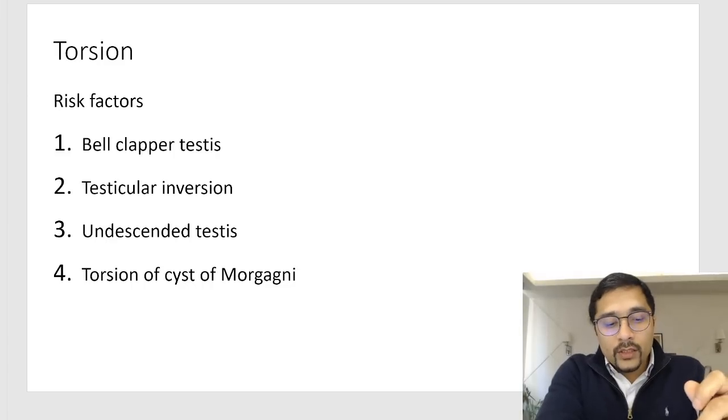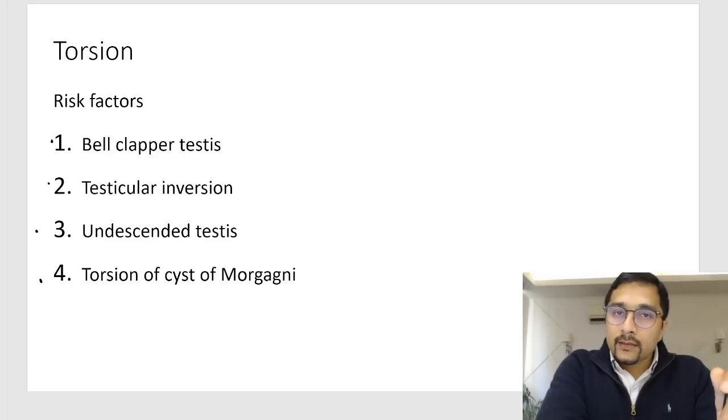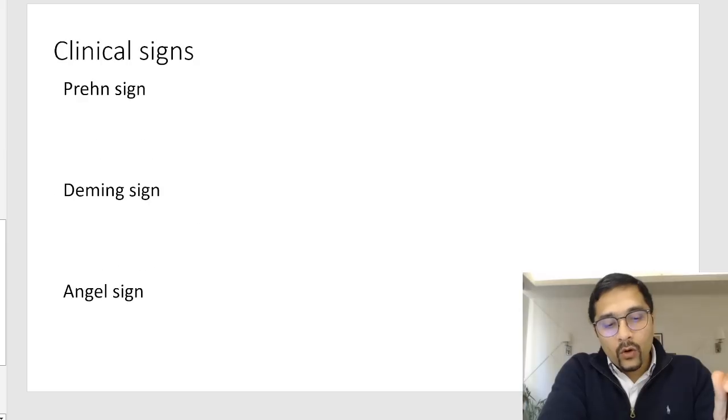Torsion, I have already told you, the risk factors are bell clapper testis, inversion, undescended testis, and cyst of Morgagni. And I have told you the clinical signs of how to differentiate torsion from epididymoorchitis.